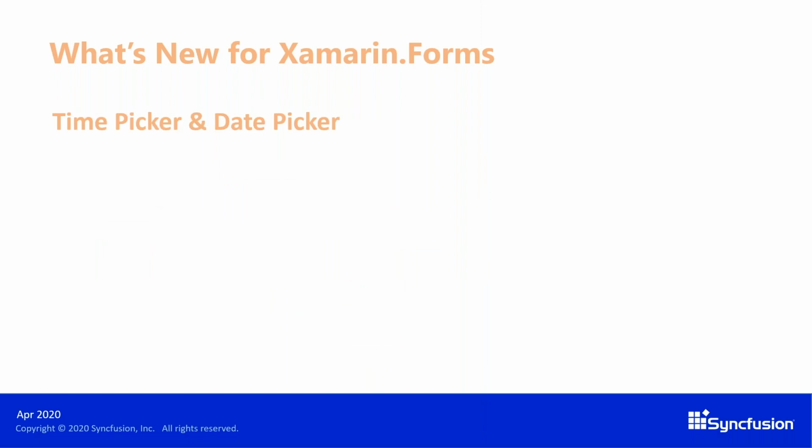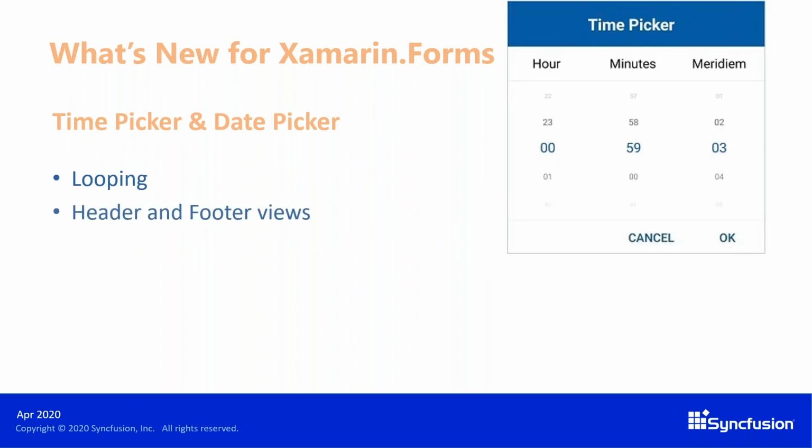The next set of features are from the time picker and date picker components. The time picker and date picker both have looping and header and footer views. Looping means that whenever you have a time picker or a date picker, you can have infinite scroll. For example, in the minutes here, after 59, you can see 00. This is an infinite scroll. Earlier, this was not available. You could only scroll up to 59, and if you wanted to choose 0, you had to scroll all the way up to 0. Now you have this option.